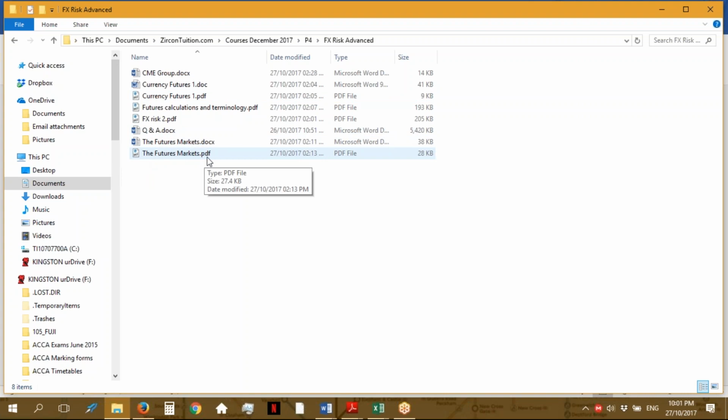I'd like you to read through the futures markets. There's only one PDF, so you read through that. Now you may not understand certain things if you're doing this for the first time. It doesn't matter, still read it through. And then this handout, which is also a PDF document, which is our main handout that I put together, the foreign exchange risk 2. I'd like you to read up the futures, because it starts off with futures. Now again, you may not follow it.